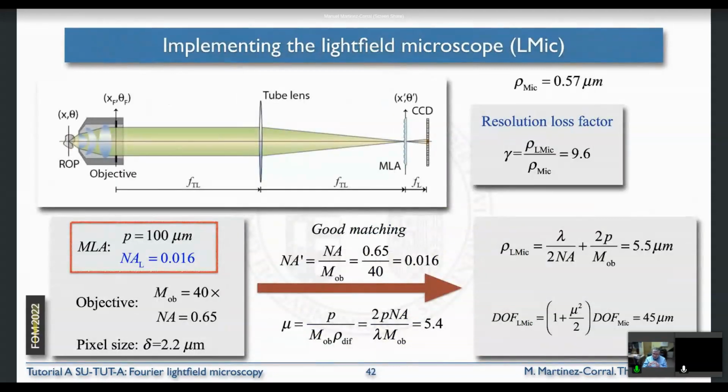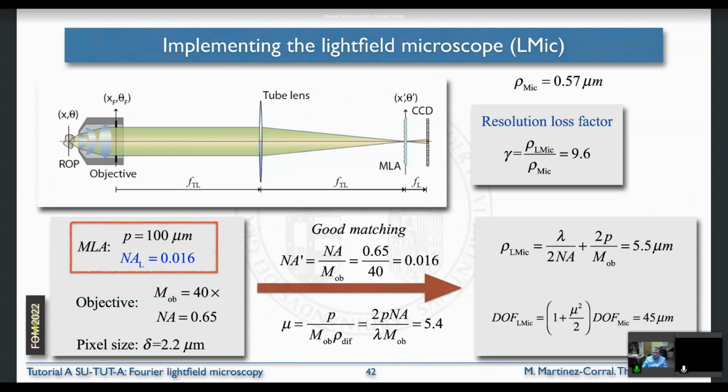What about the Lightfield microscope, the conventional one, the one proposed in 2006? In this case, we need to have good matching. This is the objective. The matching would require that the numerical aperture of the microlens array be the result of dividing the numerical aperture of the objective by the magnification. That is 0.016.